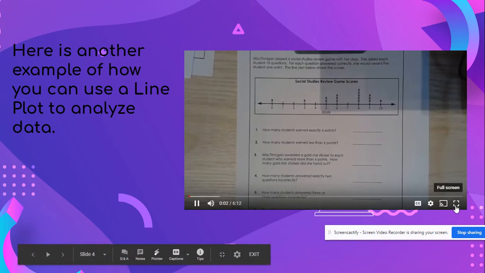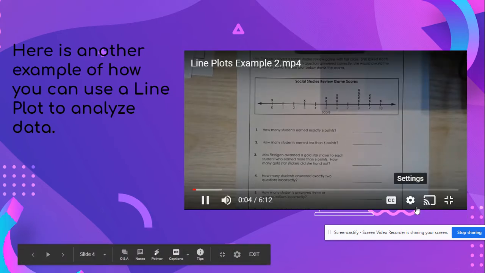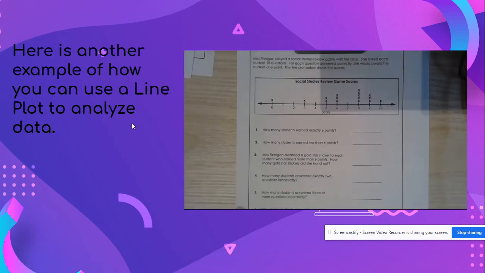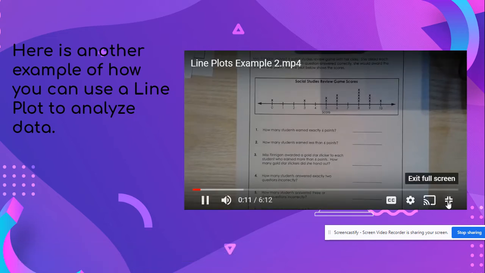This is another example of a line plot with data that you have to look at a little bit differently. So let's read the scenario and let's figure this out.